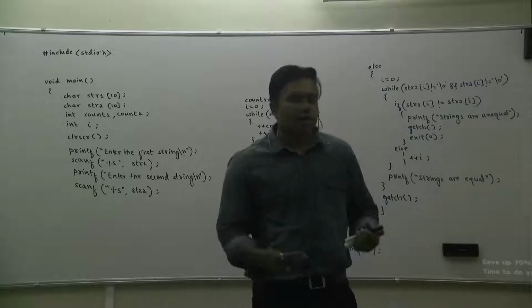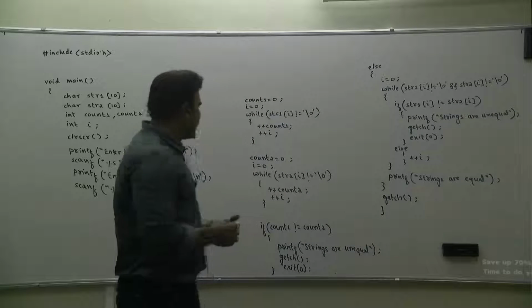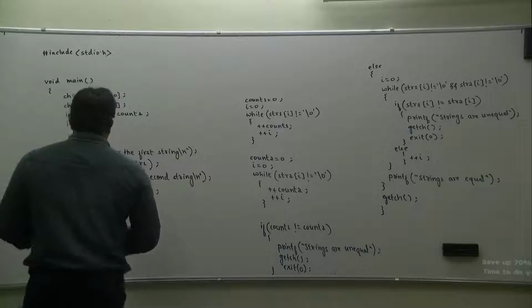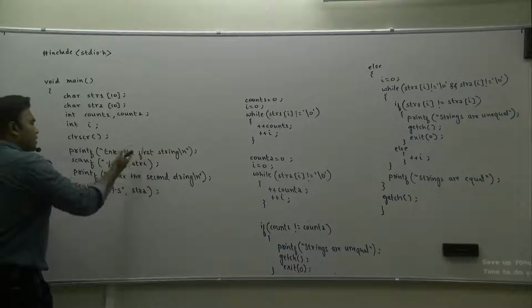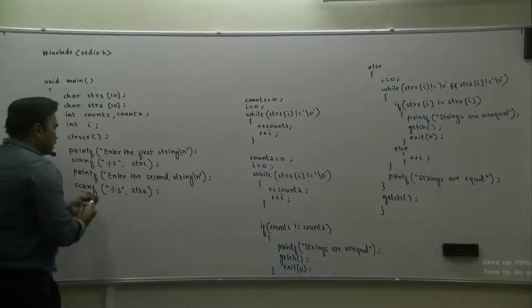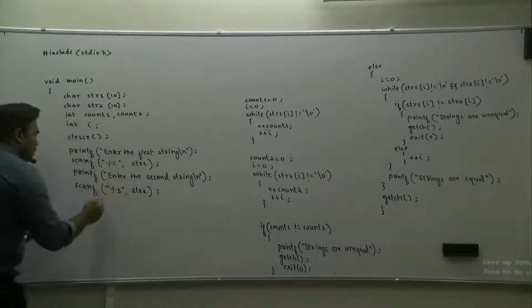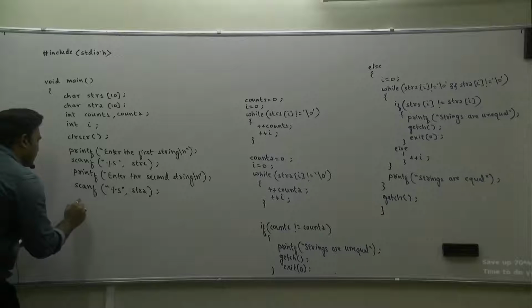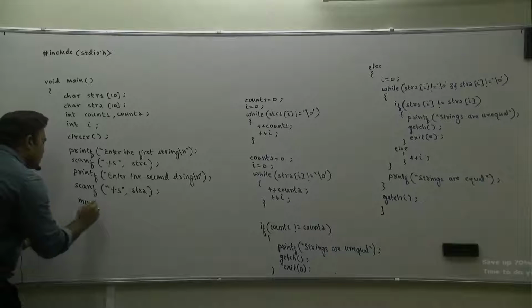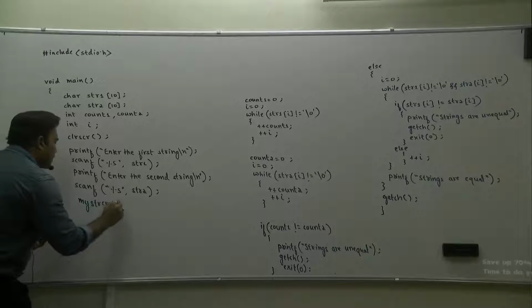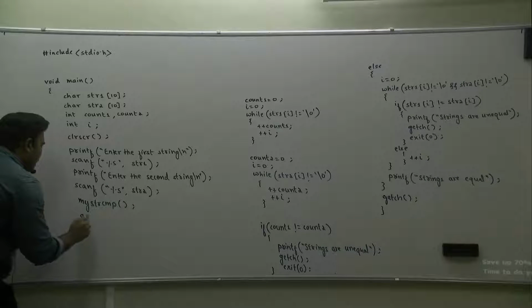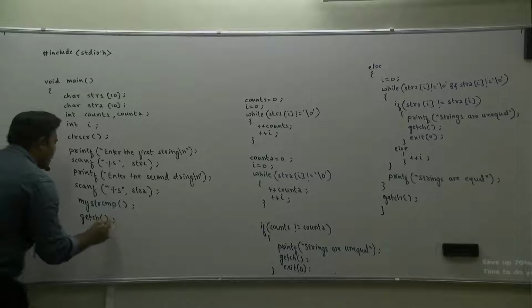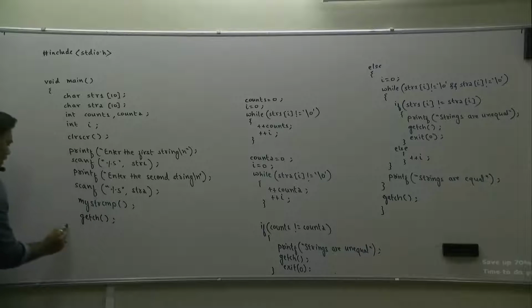How to do it, sir? Watch it. Now that you are already experienced, it should not be a difficulty. All this I would have here only: first string, second string, all that. After this, I would call the function called my string compare. Like this, I would make a function call. As normal, at the end I will put getch. This is the beginning, this is the ending of the function.